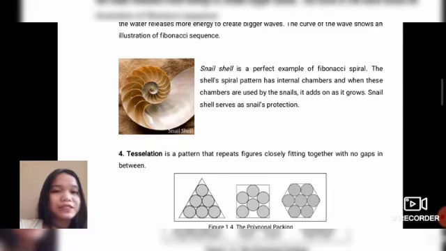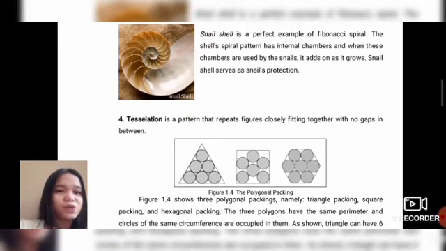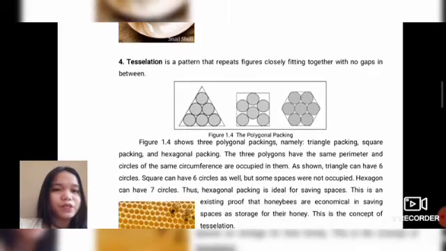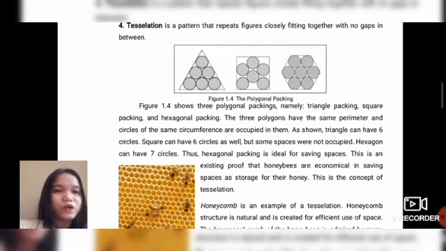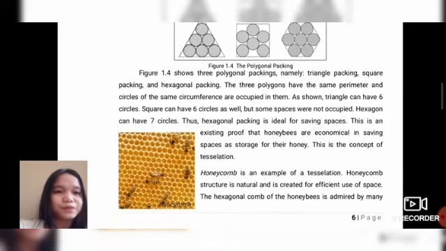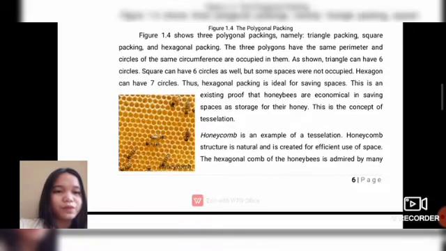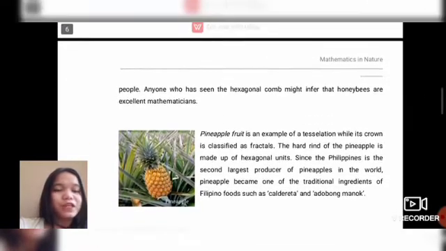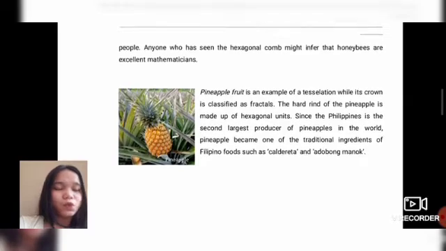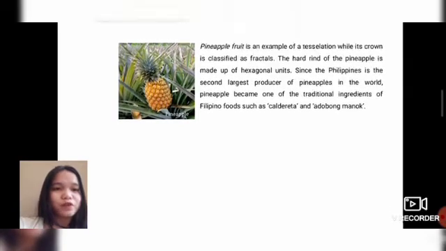The fourth pattern is tessellation. What is tessellation? Tessellation is a pattern that repeats figures closely, fitting together with no gaps in between. As you can see in Figure 1.4, the polygonal packing shows three polygonal packings, namely triangle packing, square packing, and hexagonal packing. Examples of tessellation are honeycomb. Honeycomb structure is natural and created for efficient use of space. The second one is pineapple fruit. It is also an example of tessellation.